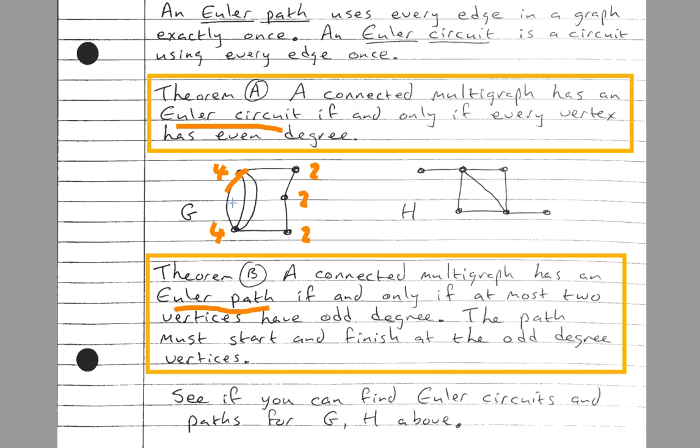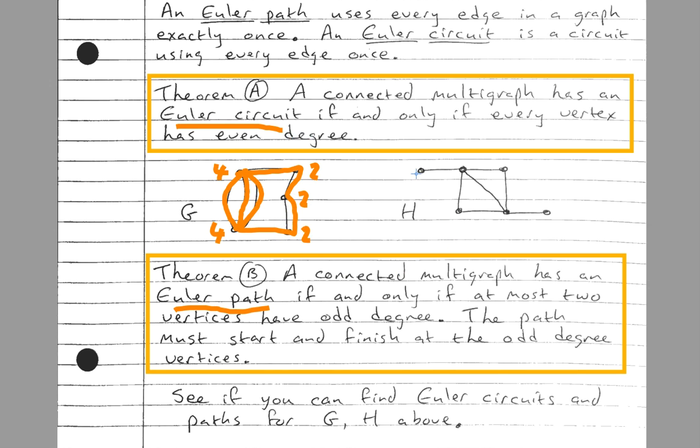How about here? So we're using every edge exactly once and getting back to the start. Okay, all the vertices are even, so it has an Euler circuit.